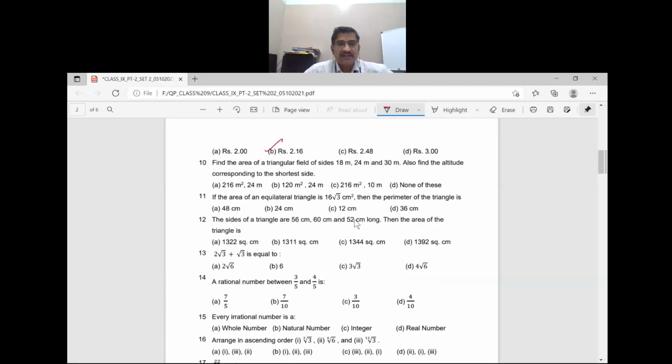Next, try to observe, is there any specialty to these three sides? Again, are they forming any right angle triangle or not? 6 3s are 18, 6 4s are 24, 6 5s are 30. Again 3:4:5. It is again a right angled triangle. So whenever we have got a right angled triangle, it gives us an easy way of finding the area.